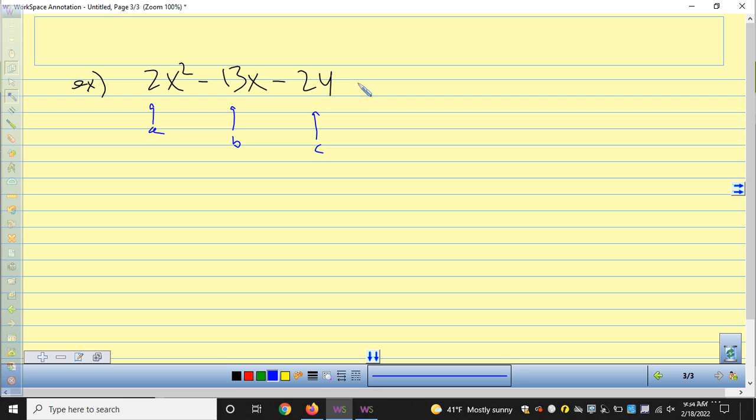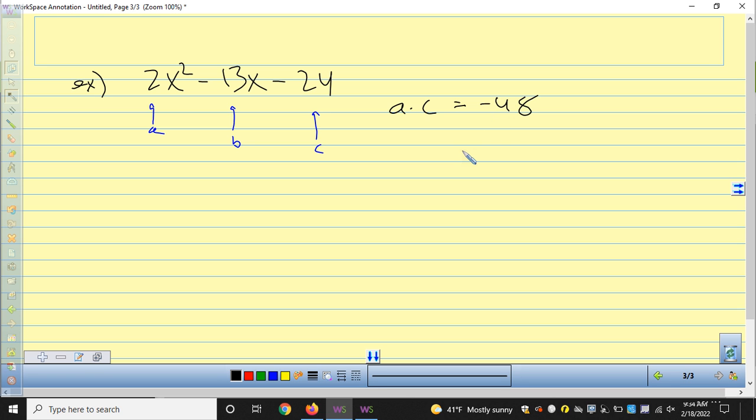When the numbers start getting bigger here, it starts getting trickier doing it the old way, because 24 has quite a few more factors. I'm just going to go straight to the cross and box here. A times C, 2 times negative 24 is negative 48.